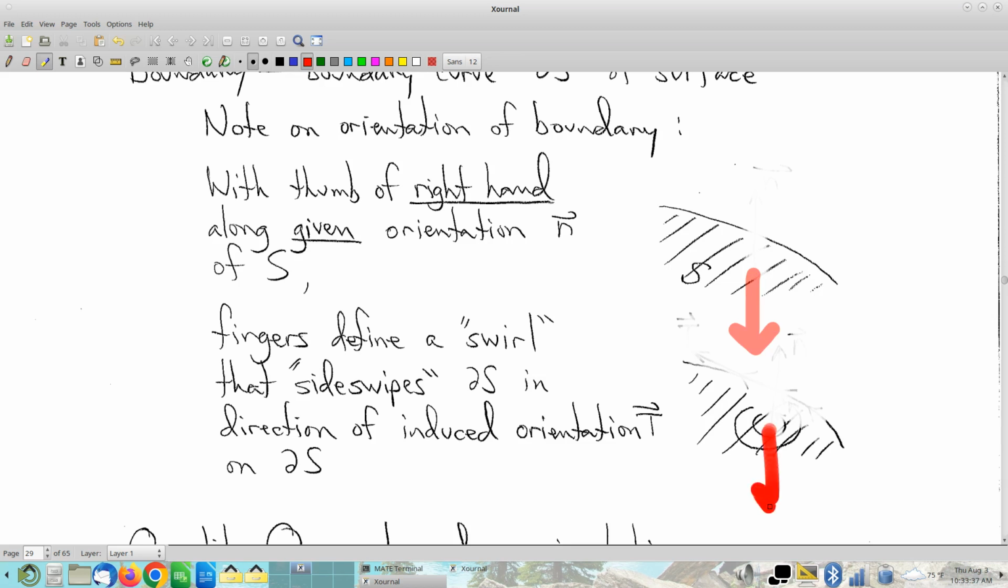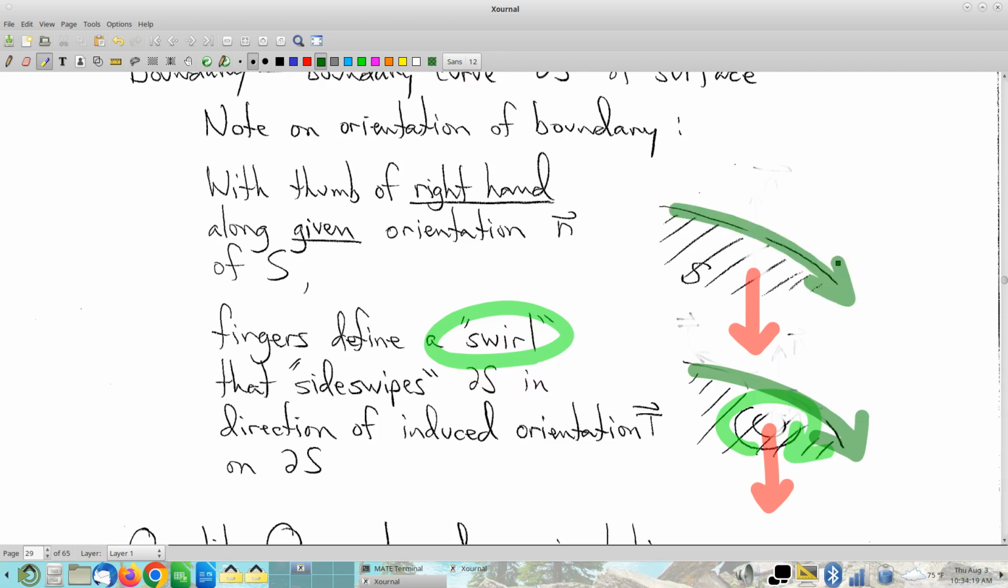Right? Well, downward, fine. Right hand, thumb in the direction of the surface's orientation. Now downward. Now look at my fingers. See how my fingers are now kind of rotating the other way. I mean, it's still my right hand. It's still the same in some sense, right? But as seen on the surface, the swirl would be kind of like that. Everybody see that? And that means that that would sideswipe that way, which of course is the opposite of the orientation we got when the surface was going upward.